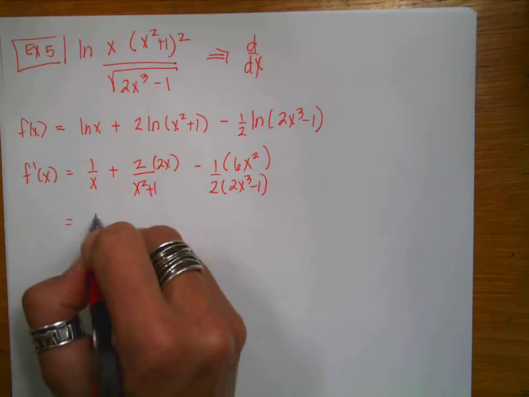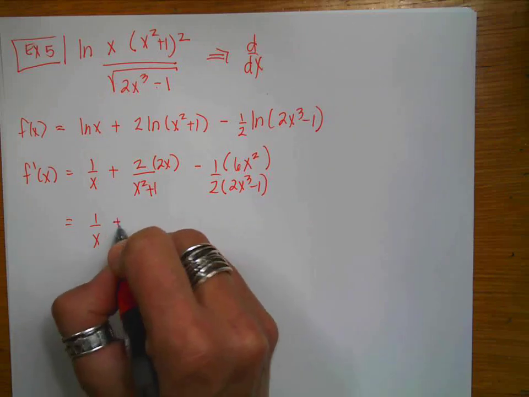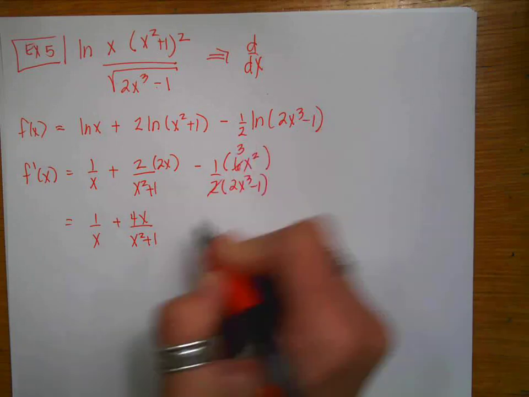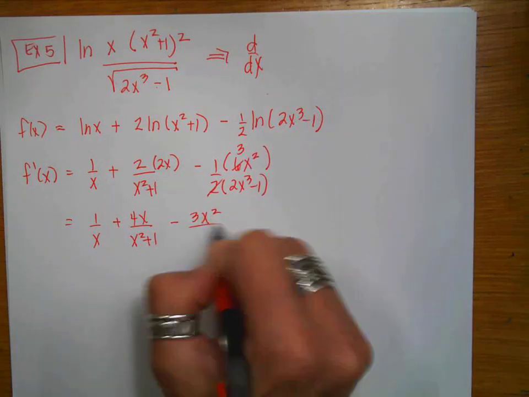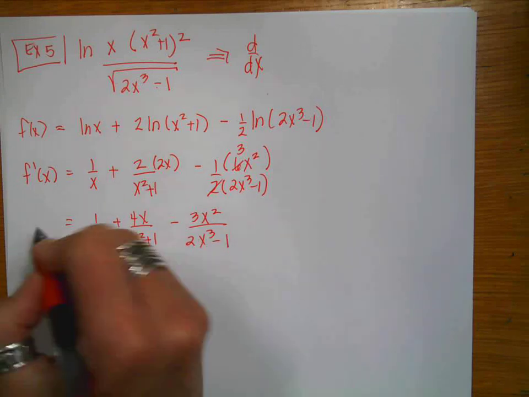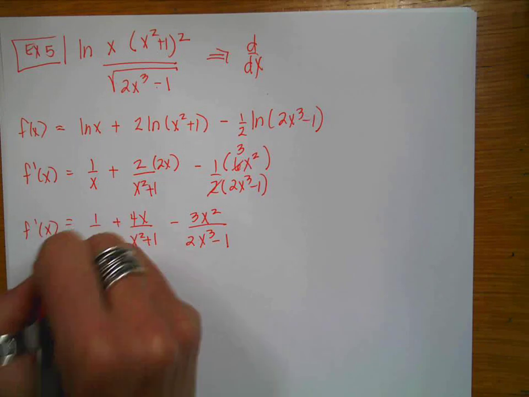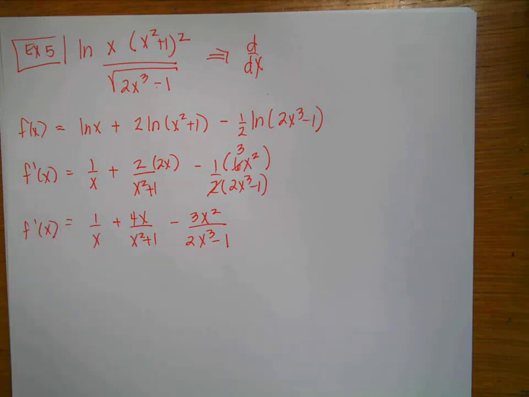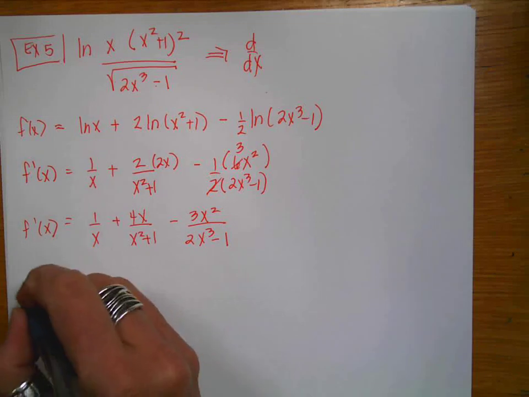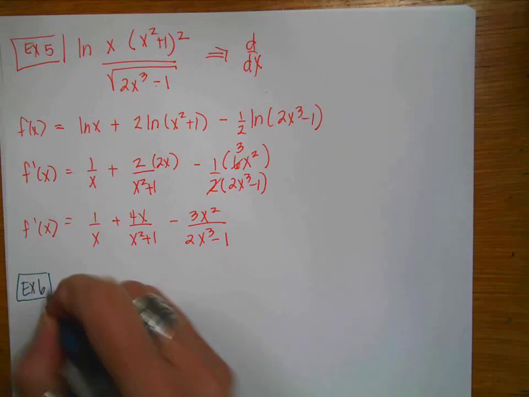I think so. Okay, and now I just clean it up, and so this is 1 over x, and this is plus 4x over x squared plus 1. 2 goes into 6 3 times, so minus 3x squared over 2x cubed minus 1. Significantly easier than trying to do the product and the quotient and the chain. Your life would have been miserable. So remember that when you have complicated looking expressions, it might be really nice to attempt to rewrite it using the properties of logarithms.